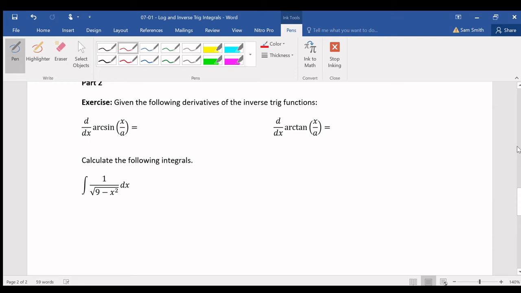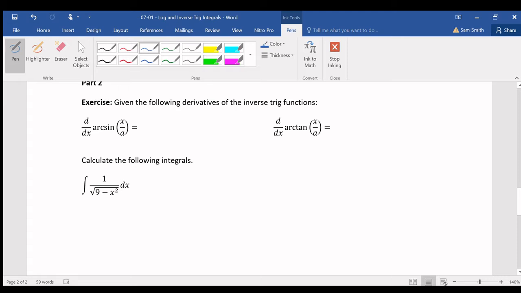So let's talk about another class of integrals where the integral involves an inverse trig function. And once again, let's start in the forward direction. Let's recall the derivatives of the inverse trig functions, and let's see what happens.